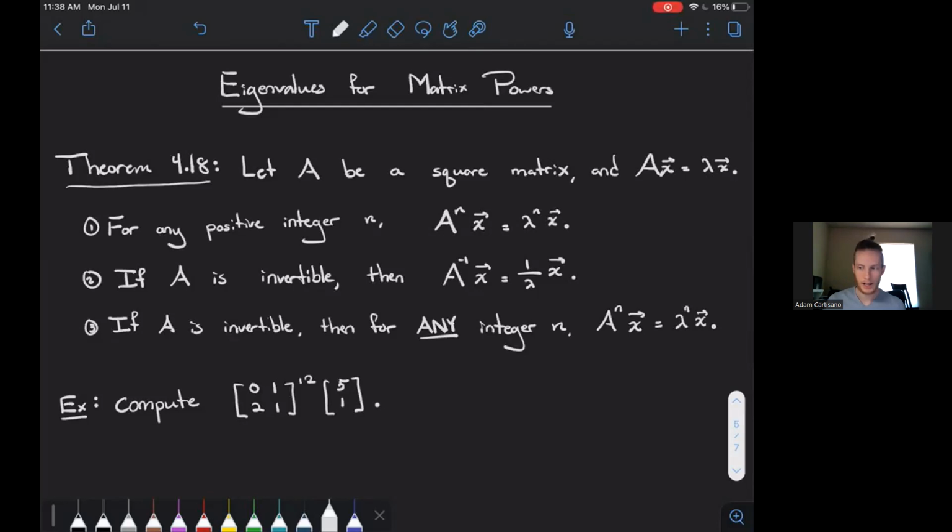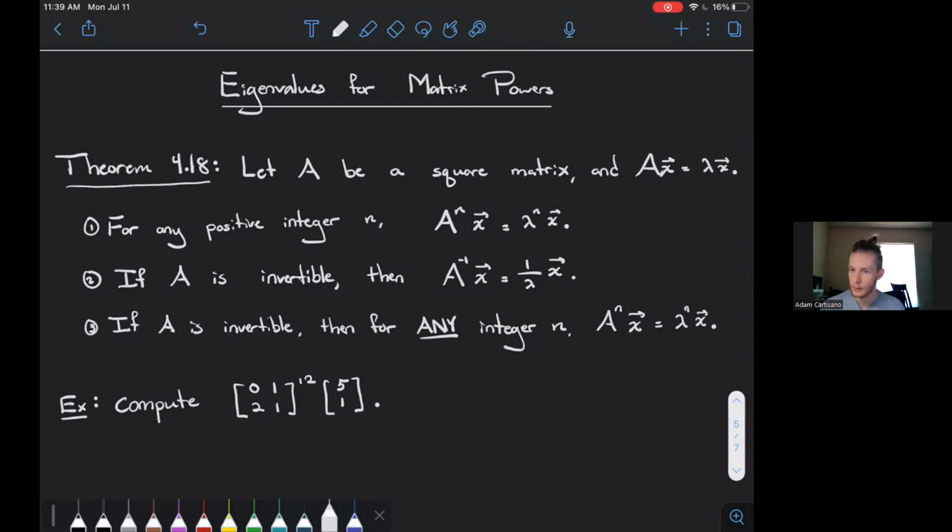Then for any positive integer n, so n is greater than or equal to 1 and is a whole number, A to the n times x will be lambda to the n times x. In other words, x is still an eigenvector of A to the n, but the eigenvalue is now lambda to the n. Interesting. Okay, and then if A is invertible, we also have that x is an eigenvector of the inverse of A, and the corresponding eigenvalue is 1 over lambda, so the multiplicative inverse of lambda.